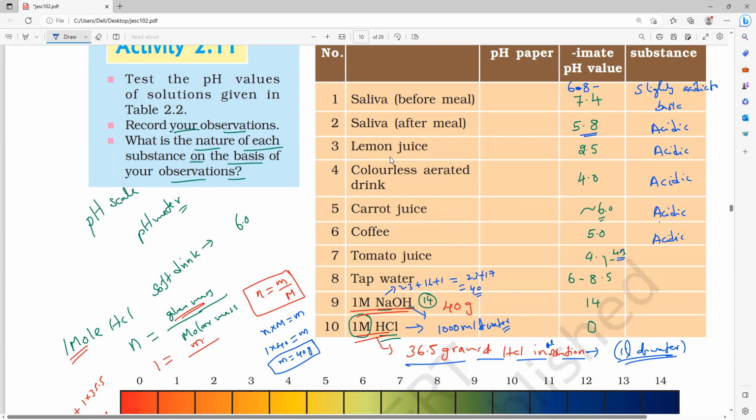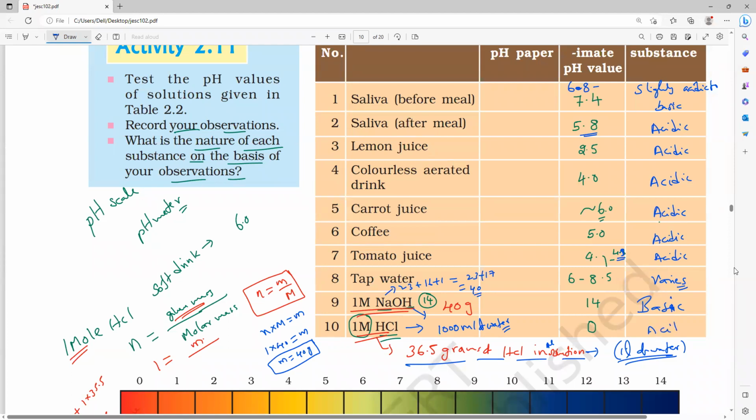4.1 to 4.3, this is acidic. 6 to 8.5, again what? Varies, slightly acidic to basic. 14, basic. Okay.